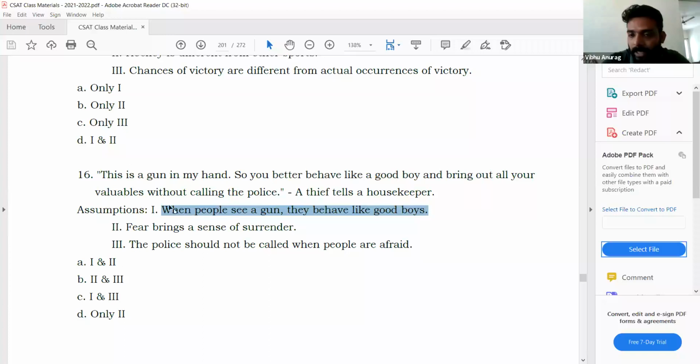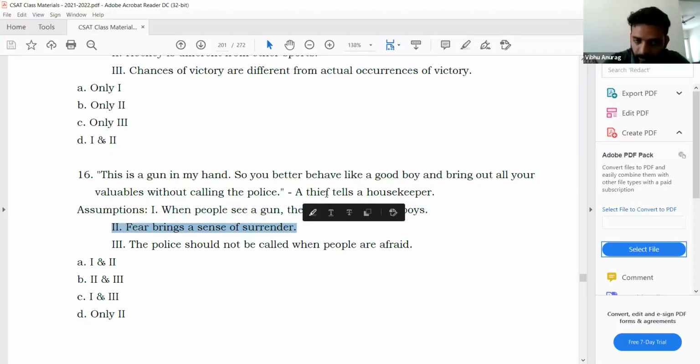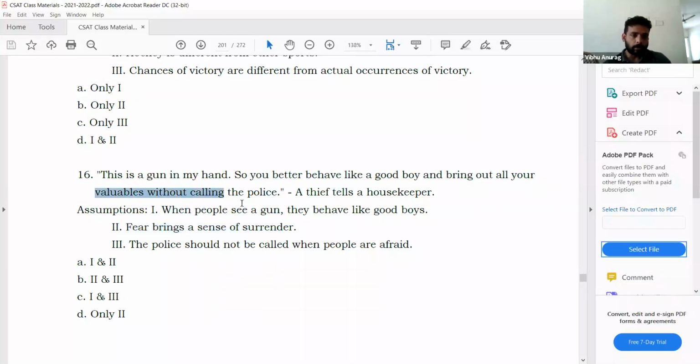So 1 is invalid. Second one, fear brings a sense of surrender, is correct. That's why he's trying to scare him with a gun so that he gives him all the valuables. Third one, police should not be called when people are afraid. Again, this is the opposite assumption. A correct assumption would have been people may call the police when they are afraid. That's why he's warning him. If he already believes that people should not call the police when they are afraid, there is no need of giving a warning.